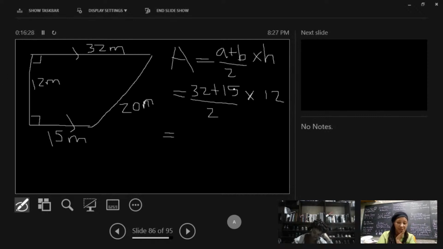All right, so what do we have here then? 32 plus 15 is 47, so 47 over 2 times 12. And this should be in meters. All right, so what's the area? 23.5 meters times 12 is 282 meters.